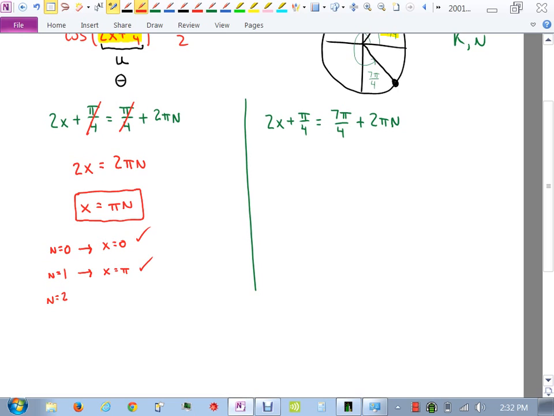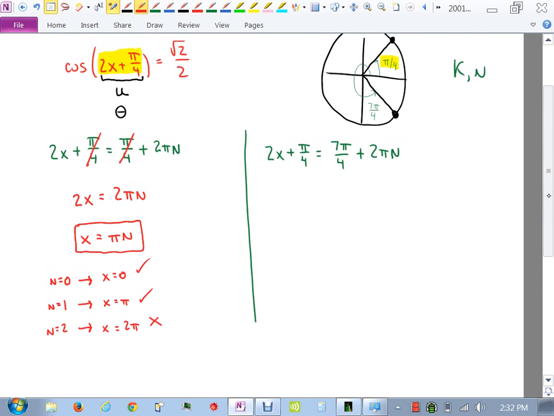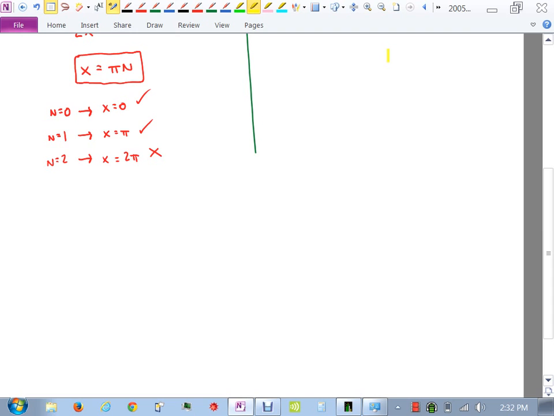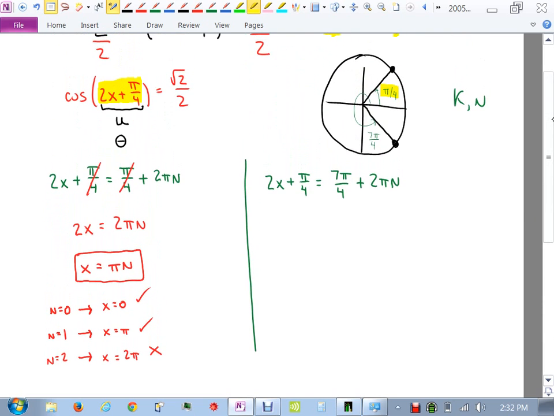And if n is 2, you get 2 pi, which does not live in that interval, right? Because it was a parenthesis on that. You see why the 2 pi doesn't work? Because this is a parenthesis on the 2 pi. That means do not include. Brackets mean include. That's why 0 was okay, but 2 pi is not. All right, so we've exhausted that one.